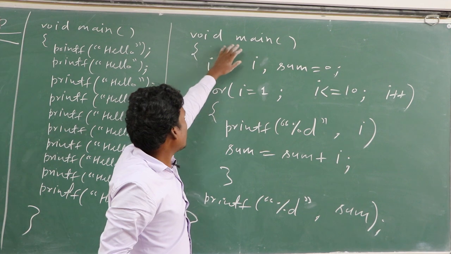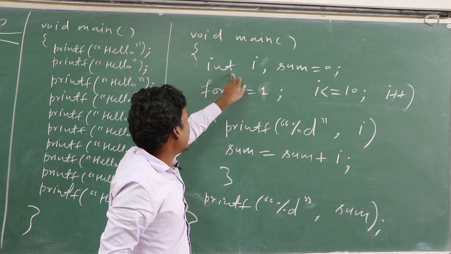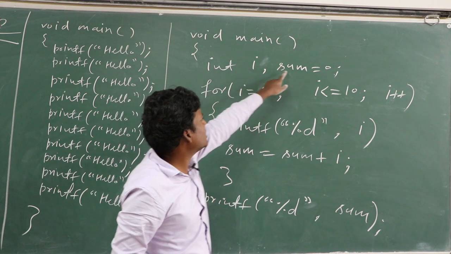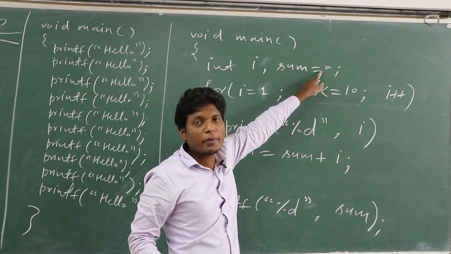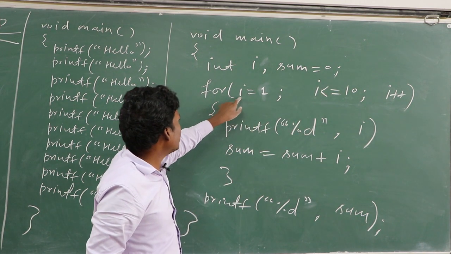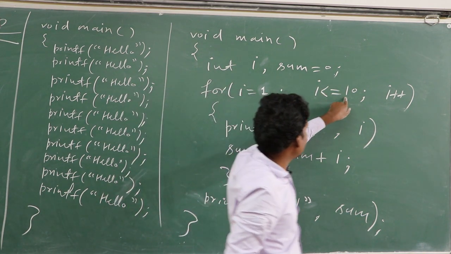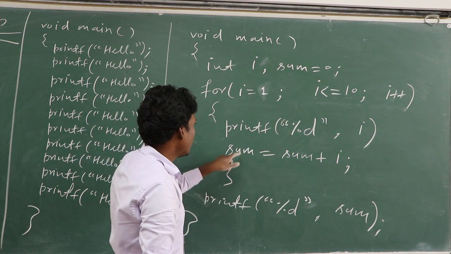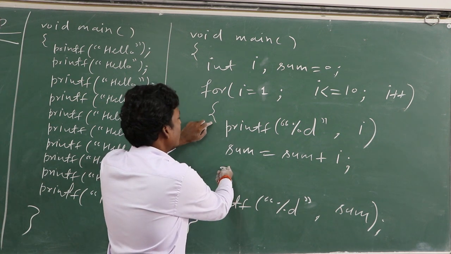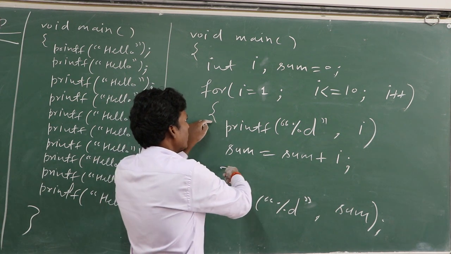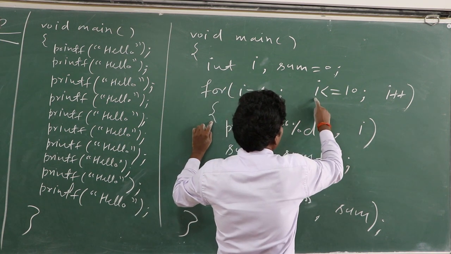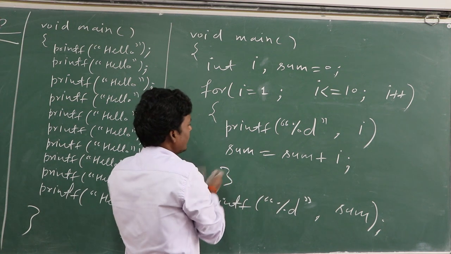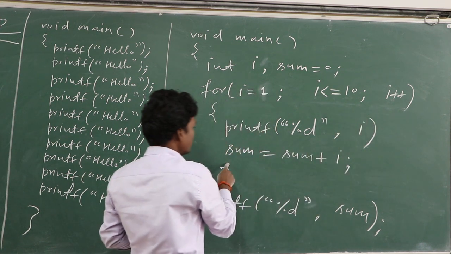So class, this is the program. Control starts here. int I, sum equal to 0. Sum and I are both integer variables. Initially sum has 0. Okay, int I equal to 1, I is less than or equal to 10, I plus plus. In this set of statements there are two statements, printf and sum. This set of statements executes again and again until this condition is true, and this I plus plus works at the end.